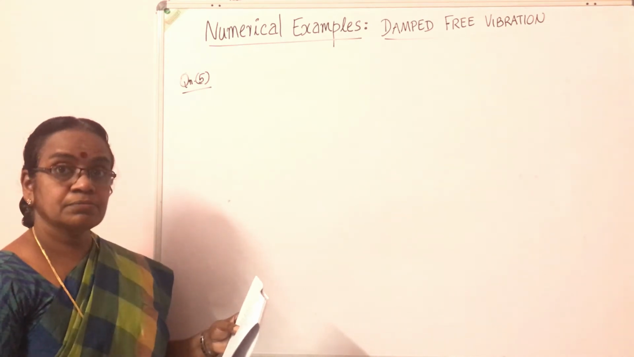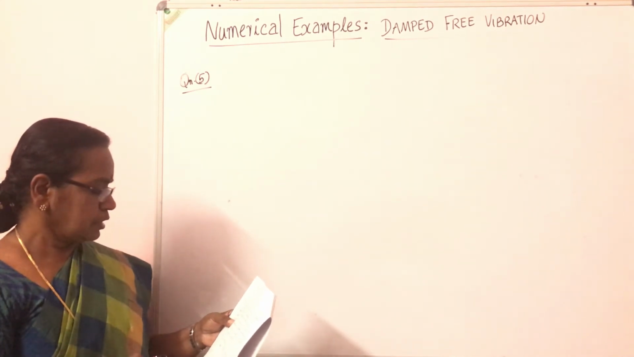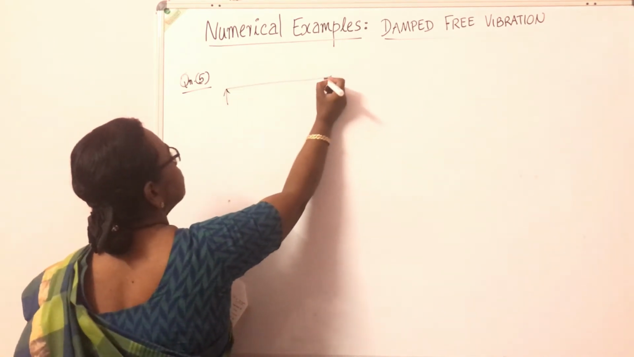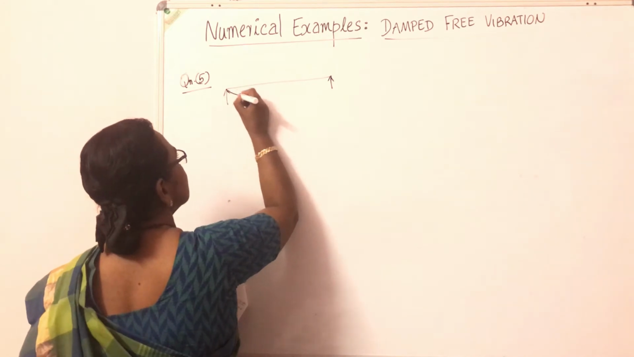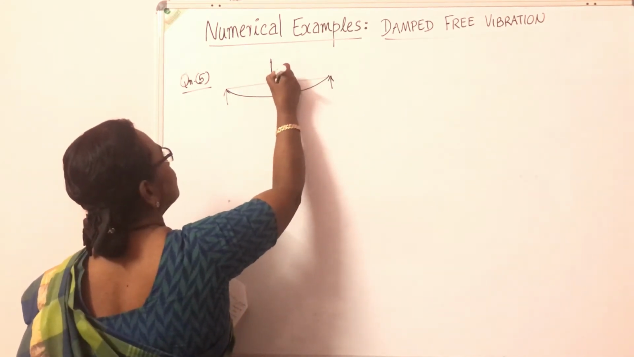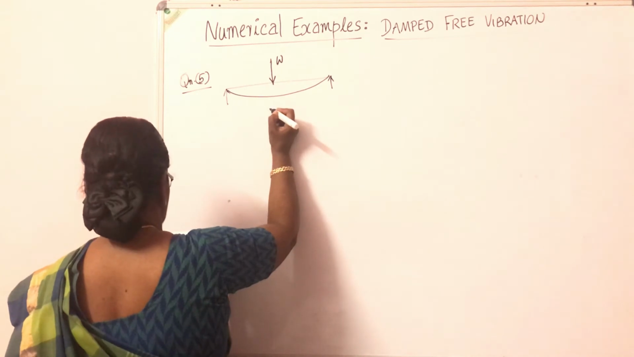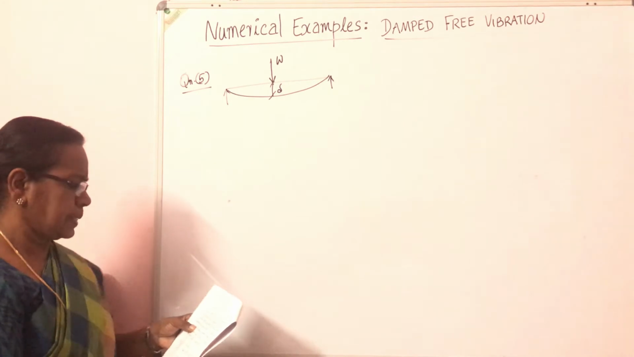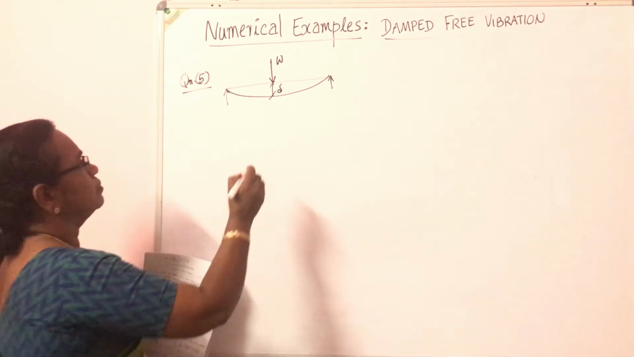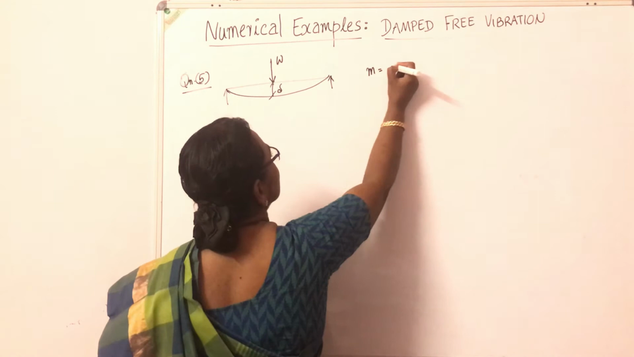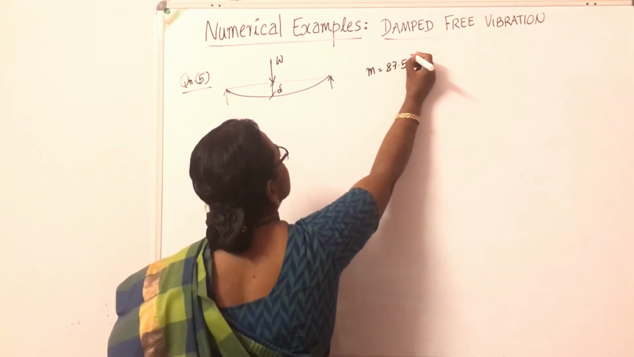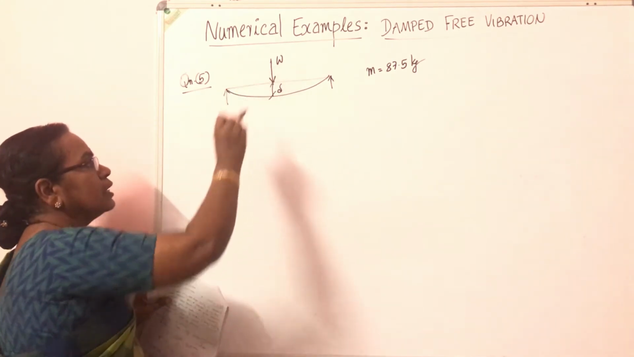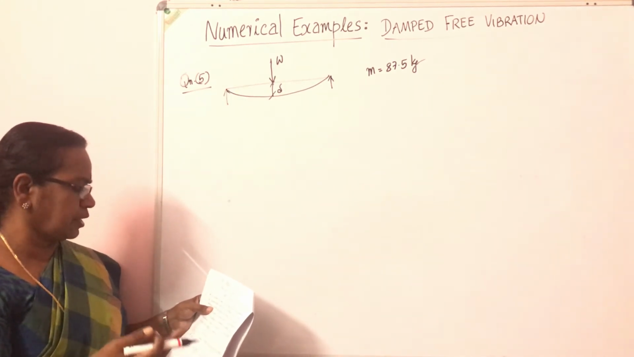So coming to the solution part, we are given a simply supported beam of span 3.5 meter. It is subjected to a central load W, and the mass of the beam is 87.5 kilogram. So a simply supported beam is subject to a central load here and it starts vibrating.